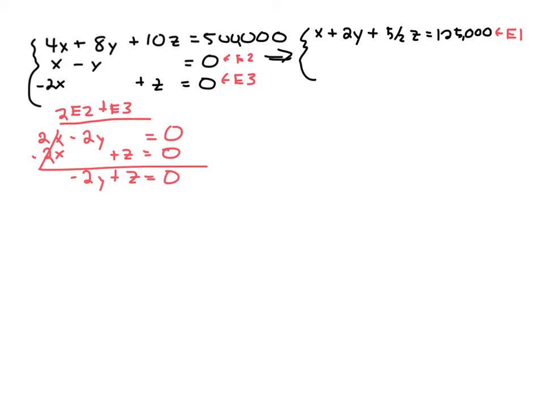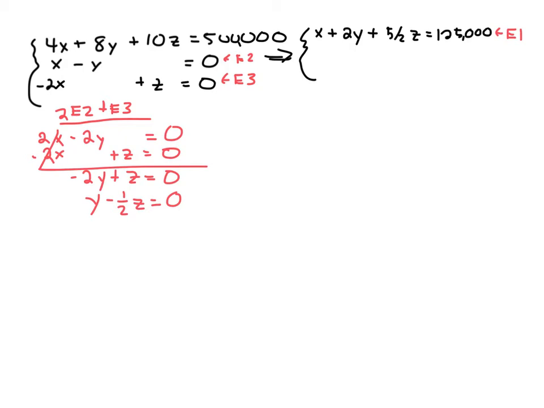Okay, I need to have that leading term y have a coefficient of 1. Right now it's a coefficient of negative 2, so I need to fix that. To fix that, I'm going to divide everything by negative 2. So then I'll have y minus 1/2 z. 0 divided by negative 2 is just 0. Okay, that's my new equation 2.